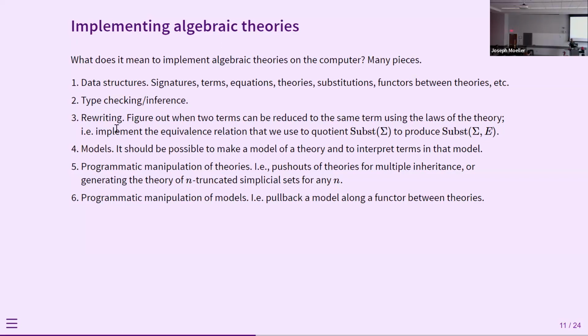Now this is all stuff that you can do with these data structures. This is a little bit meta. When you implement an algebraic theory on a computer, you want to be able to give a model for that algebraic theory, which consists of types in your programming language and functions in your programming language. And given a term in your theory, you should be able to interpret your term in that model. Then you also want to be able to do programmatic manipulation of theories.